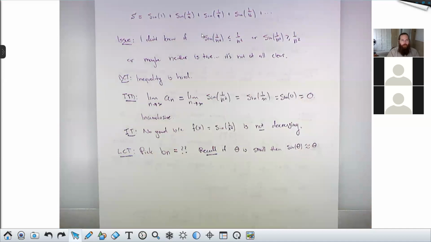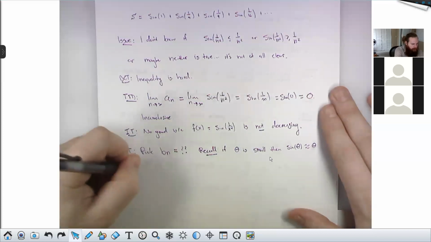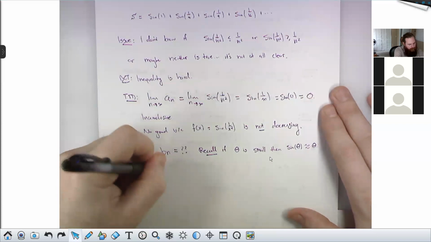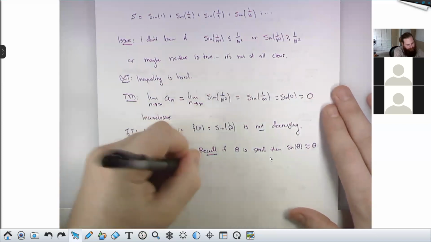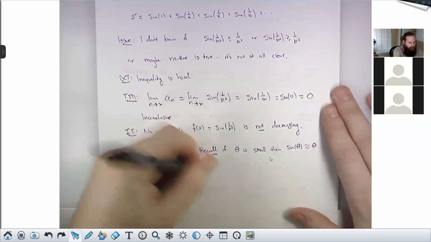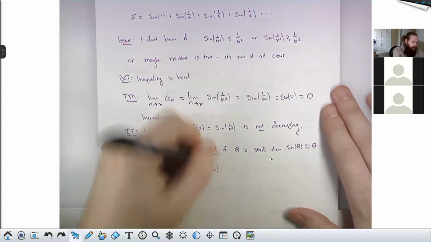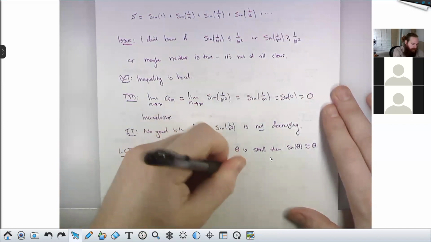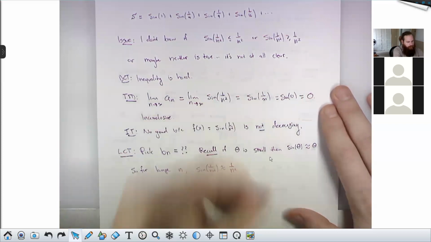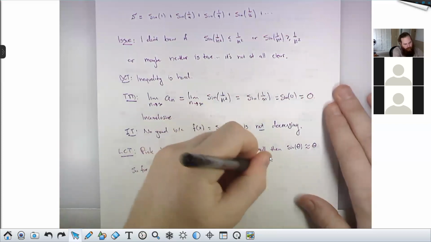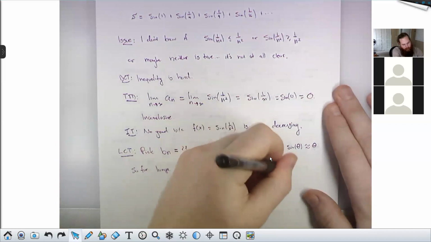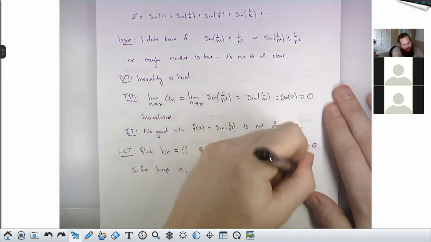And as n goes to infinity, sine of 1 over n squared goes to the sine of 0. In other words, 1 over n squared gets very, very small. So for large n, the sine of 1 over n squared should be pretty close to 1 over n squared itself. So we choose Bn to be 1 over n squared.